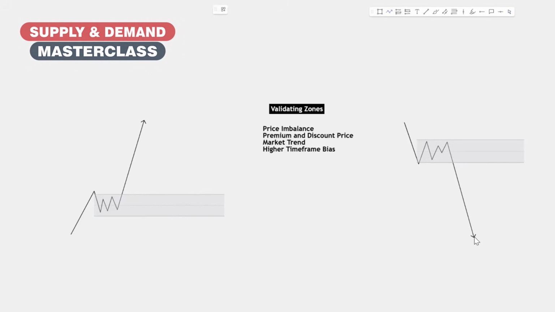Now, in this particular one on my right side, this is what we call a supply level. What do we do from supply levels? We look to sell from supply levels. So if in any case we see price coming back to this level, what is the anticipation? You anticipate that price is going to continue to the downside.